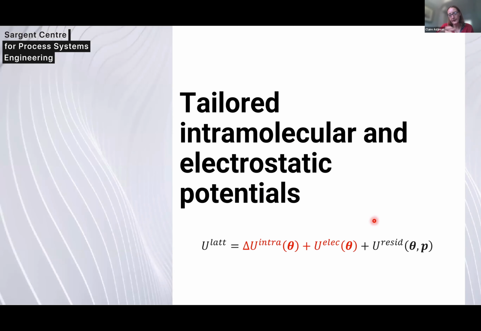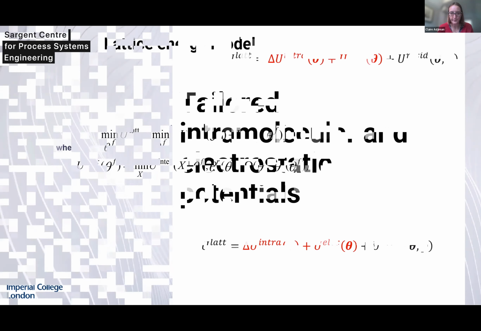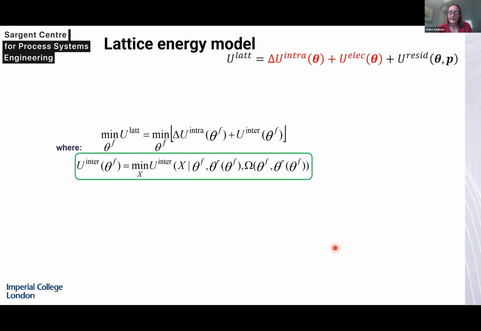And what I want to do now is to go through these stages in a bit more detail to try and explain what we do at quite a high level, and also highlight some of the challenges that perhaps we can discuss later. So I'm going to start by focusing on the tailored component of the potential, so the intramolecular and electrostatic potentials. So our lattice energy model is the one shown here, and I'm focusing on these two terms here.